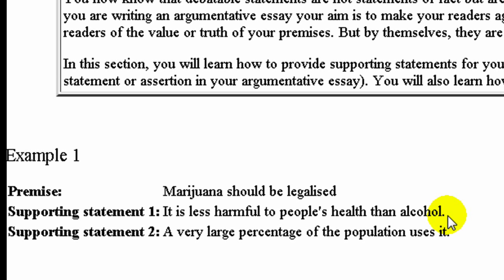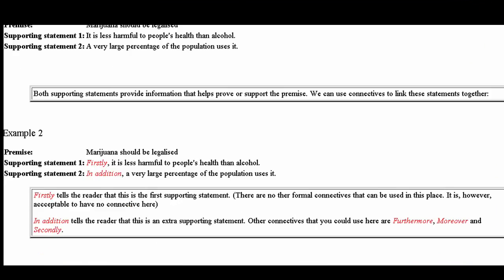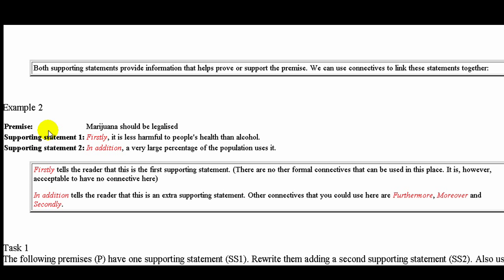Alright, but now we're going to connect them together. Alright, in other words, we're going to use connectives to link these statements together. So we're looking at the second example here. Okay, our premise, as we can see, marijuana should be legalized. And now look at the connective here. Firstly, comma. This connective is used to connect this supporting statement to the premise, and the second connective, in addition, comma, is used to connect this supporting statement to the premise.